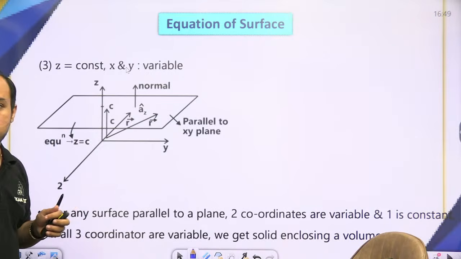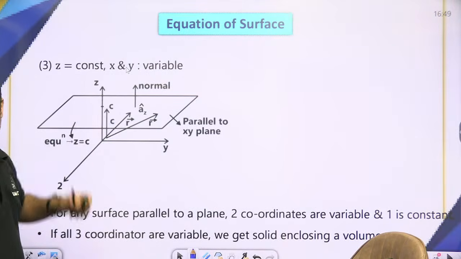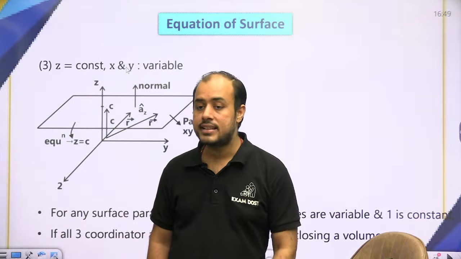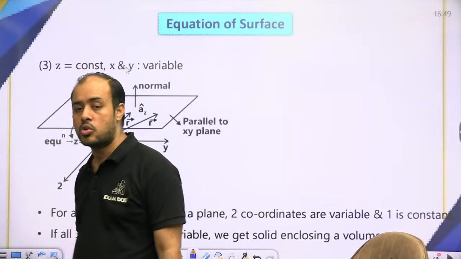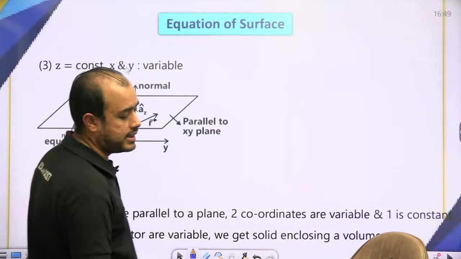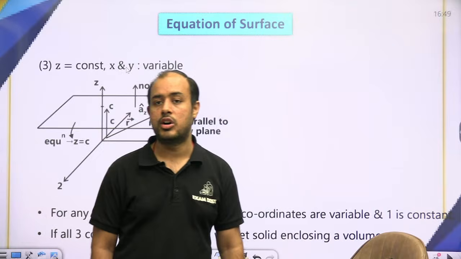Now, if z is constant, xy is variable, you get a plane parallel to xy plane and the normal direction is the z direction. So remember, for any surface parallel to a plane, two coordinates are variable, one is constant and the constant coordinate tells you the direction of the normal.